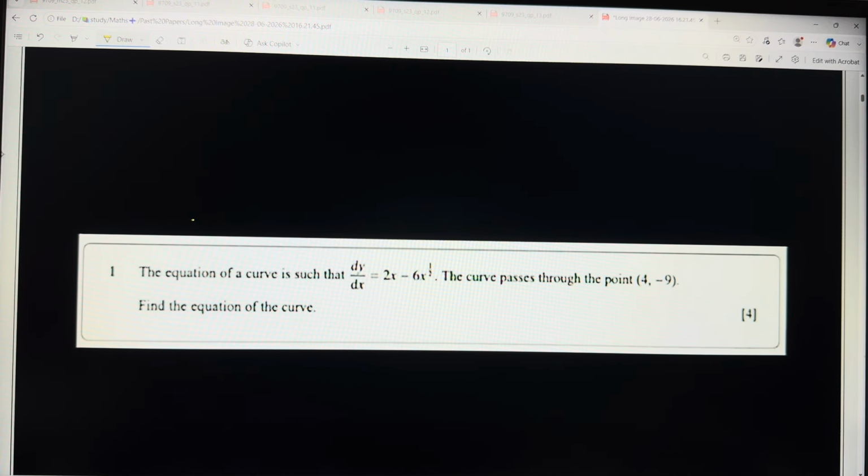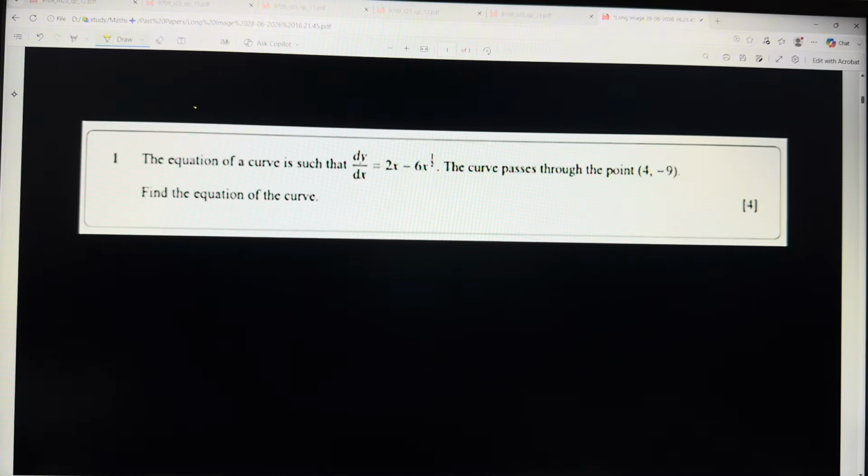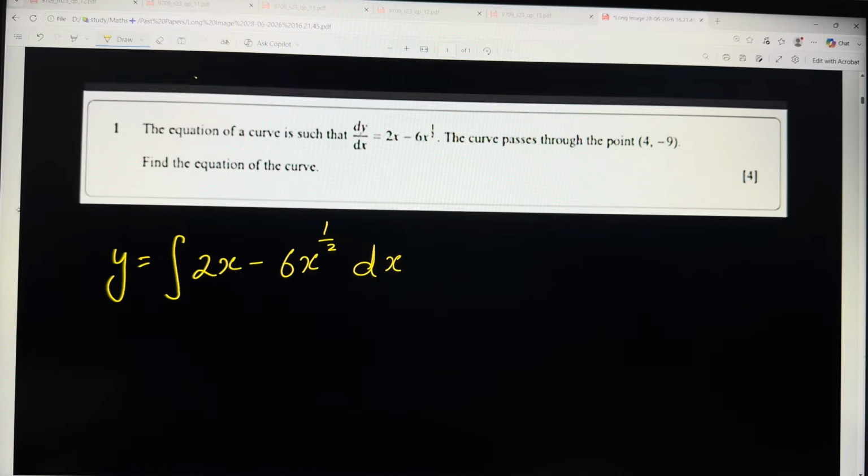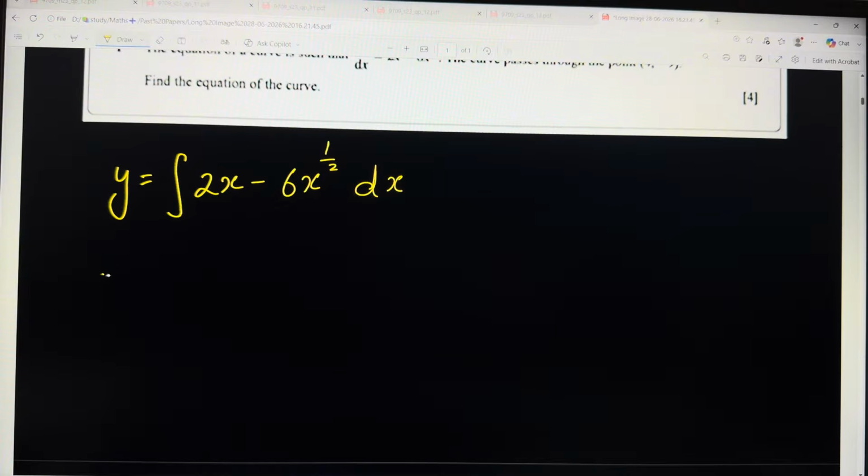You can see the equation of the curve is such that dy/dx is equal to this. The curve passes through the point (4, -9). Find the equation of the curve. So we can write this as y is equal to the integral of 2x^(-1/2) - 6x^(1/2) with respect to x. And the next step is we will integrate this.